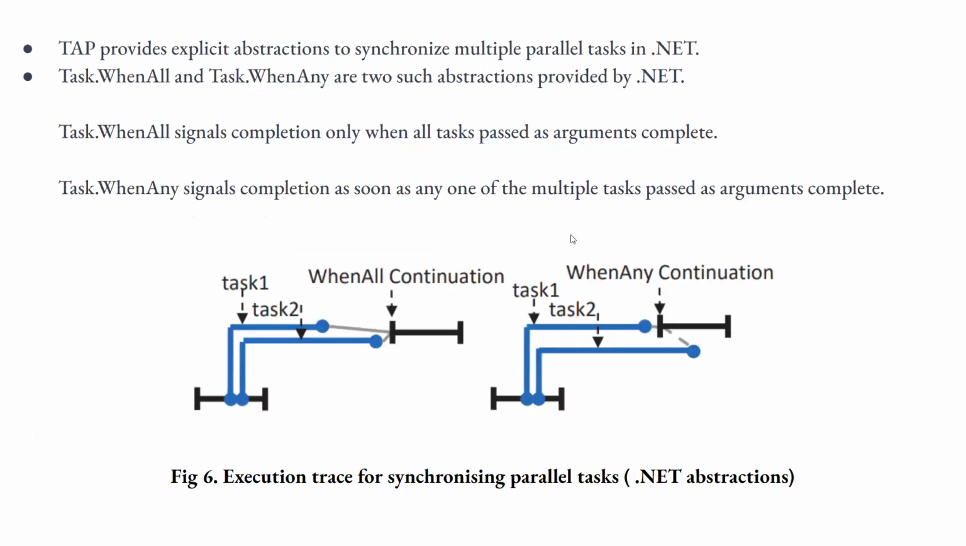Now moving on to synchronizing parallel tasks or multiple tasks. As I've said, we have two abstractions. First, we can talk of WhenAny. This method is used to indicate the completion as soon as one of the multiple tasks completes, while WhenAll is used to indicate the completion of multiple tasks only when all of them have been completed, while WhenAny is used to indicate completion as soon as one of the multiple tasks completes.